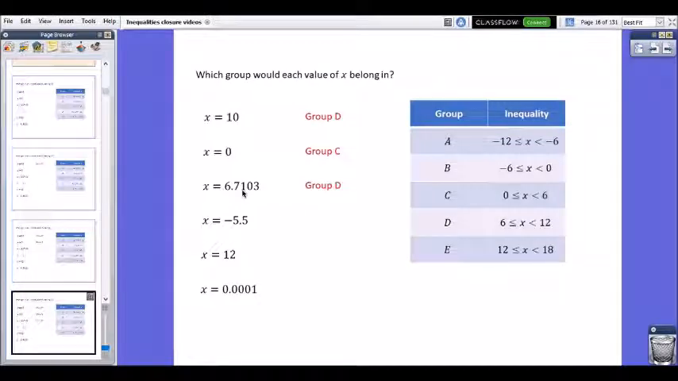Okay, next one. 6.7103 fits into group D, because group D is all the numbers between 6 and 12. And then our final three solutions are group B, group E, and group C.